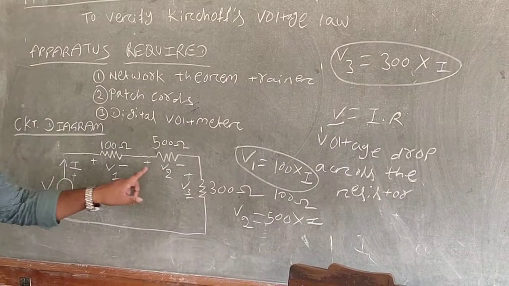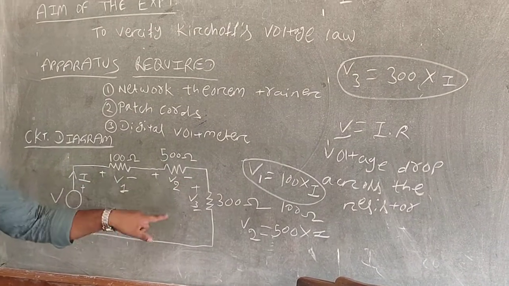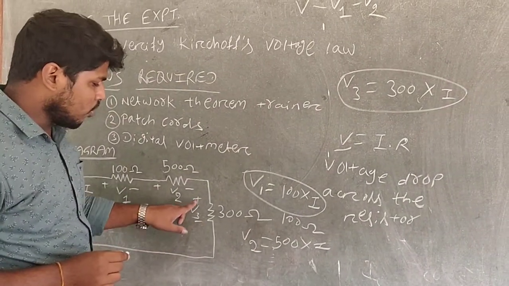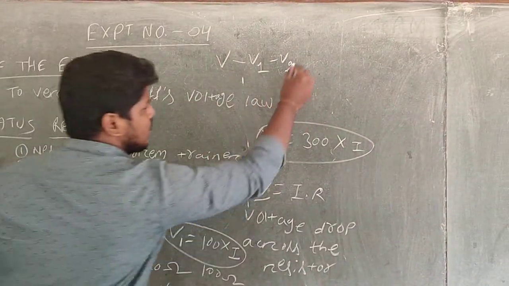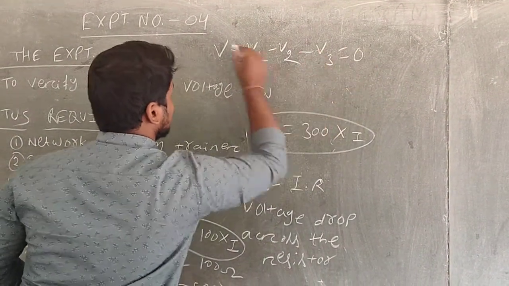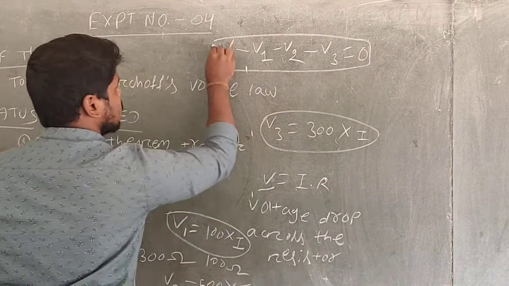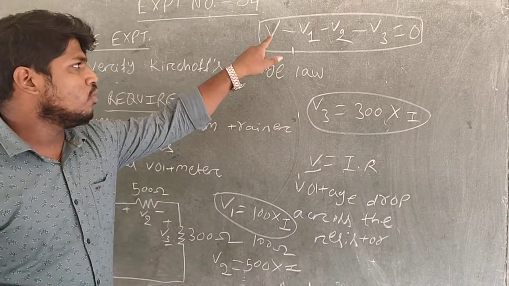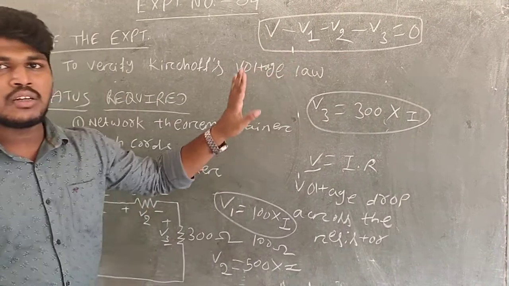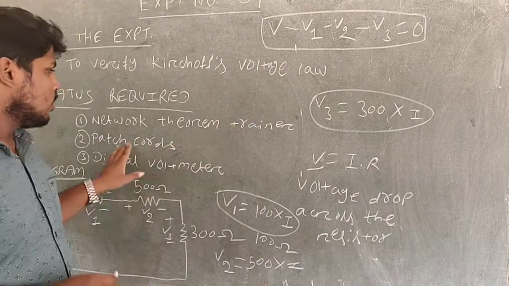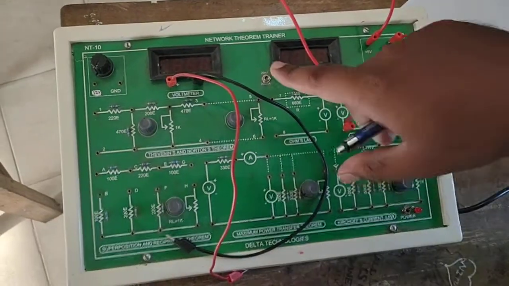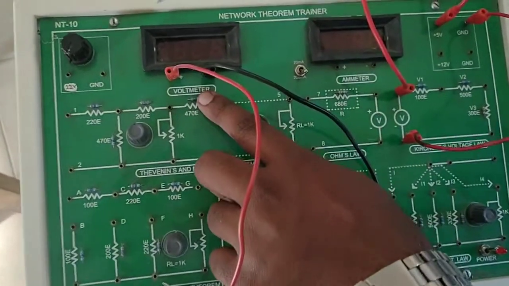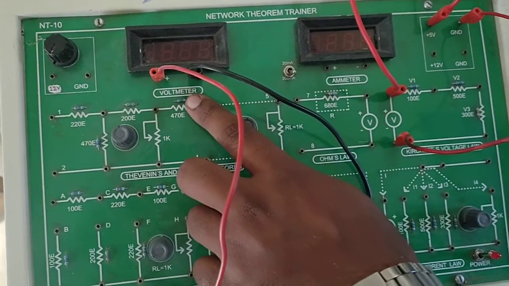In case of V2, it is also going from positive to negative, that is a fall in potential, so it is also minus V2. And for V3, it is also a fall in potential, the sign will also be negative, minus V3, equals 0. This equation is the KVL equation for this circuit. Now we will verify, by putting in the values of V, V1, V2, V3, whether it comes to 0 or not, by using the trainer kit. This is our network theorem trainer kit, and this is the voltmeter. We will see the values of V, V1, V2, V3 in this voltmeter.